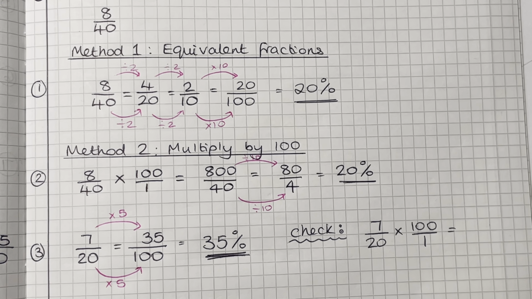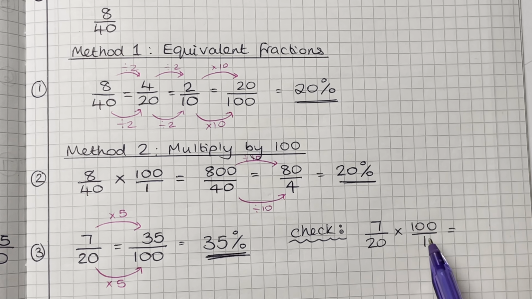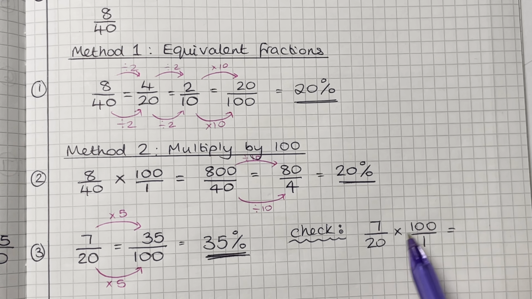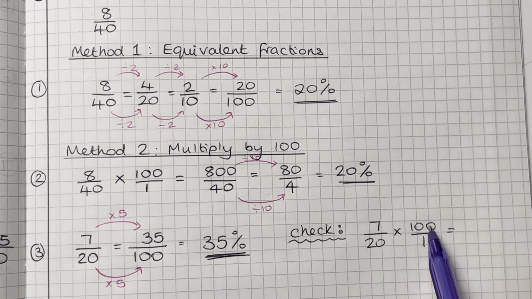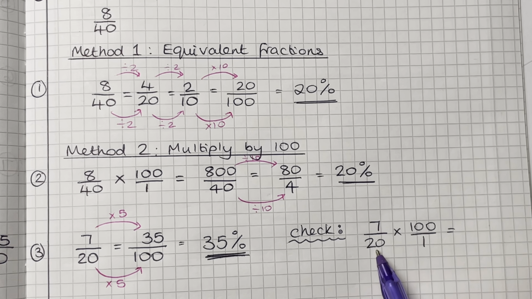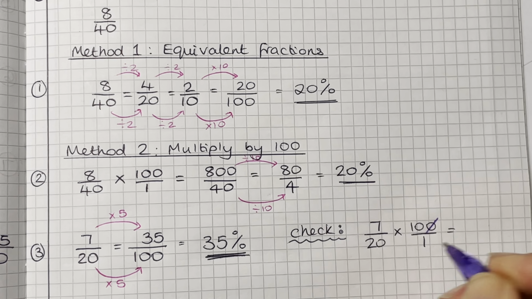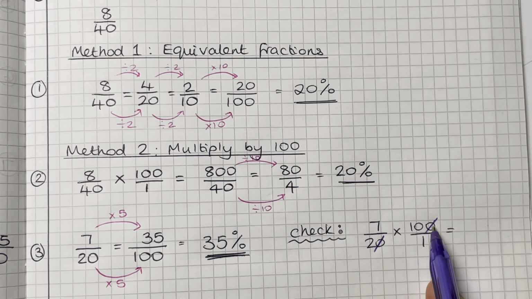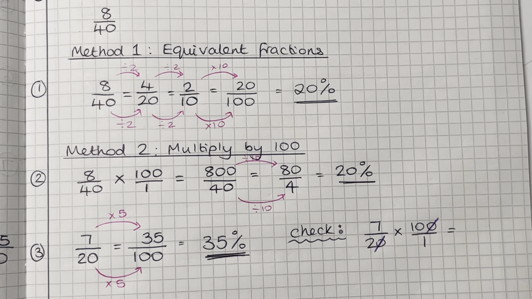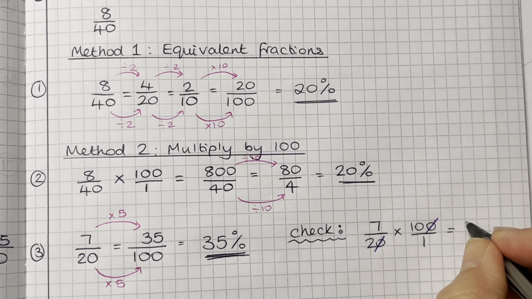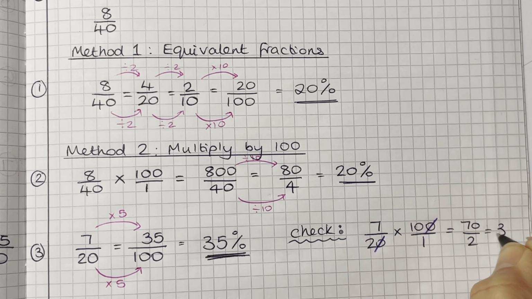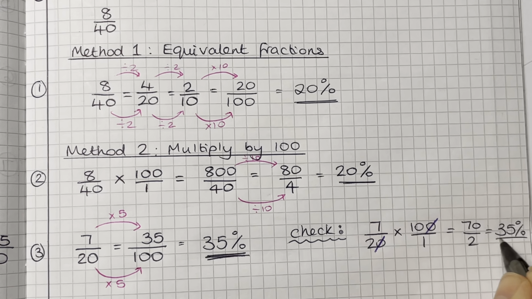But one thing I didn't talk about here, and I know we have mixed opinions on cross-cancelling, but I just want to remind ourselves that I can simplify diagonally here, because I know that both of these numbers are in the 10 times table. I might actually be able to say that they're both in the 20 times table, but if I know they're in the 10 times table, I can simply divide 100 by 10 and 20 by 10. So I'm now going to get 70 over 2, which again simplifies to 35%.